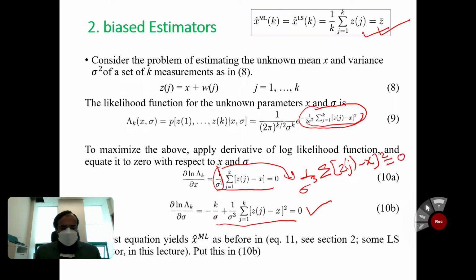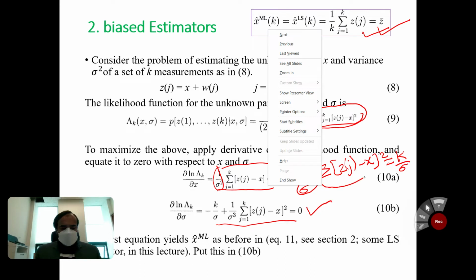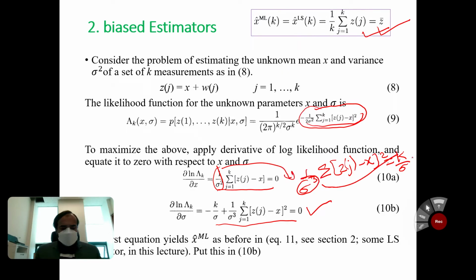The 1 upon sigma, when it goes to the other side, becomes plus the term k over sigma. Now we can put this sigma cubed over to this side and cross multiply like this. So here we can write this sigma cubed. What happens, the remaining term is like this.